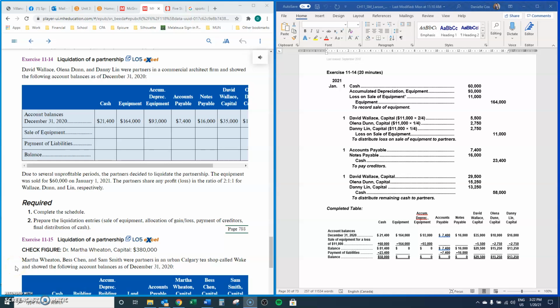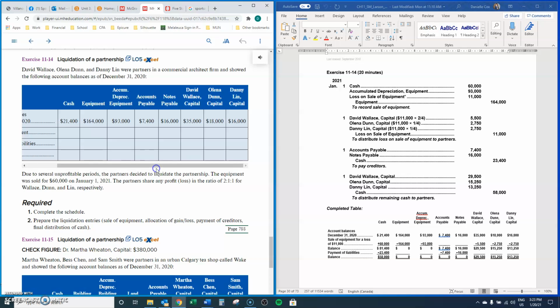Okay, exercise 11-14. David Wallace, Olena Dunn, and Danny Lynn were partners in a commercial architect firm and showed the following account balances at the end of the year. So we have our asset accounts, a note payable, an accounts payable, and their capital accounts. Due to several unprofitable periods, the partners decided to liquidate the partnership.